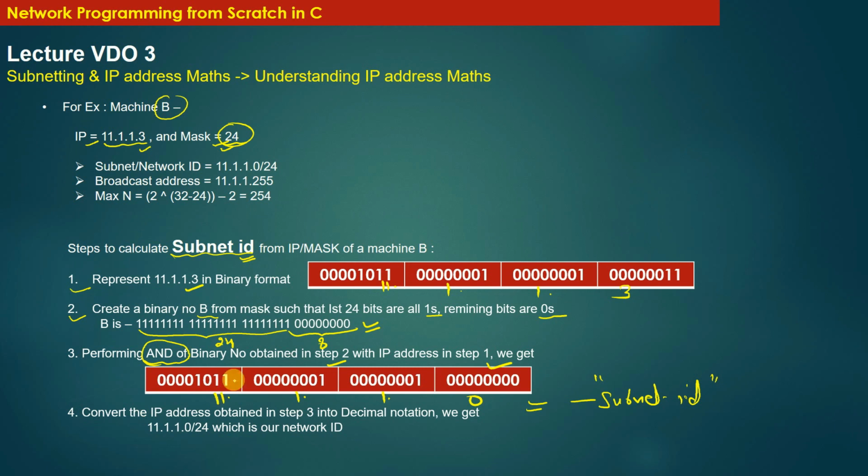Now you can convert the result obtained in step 3 into decimal format, and after converting this binary number into decimal format you get 11.1.1.0/24, which is actually the network ID. Right? So this is fairly simple.